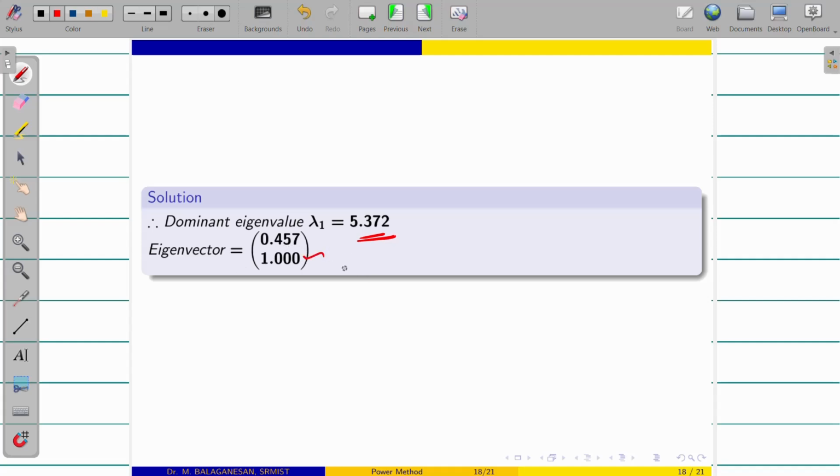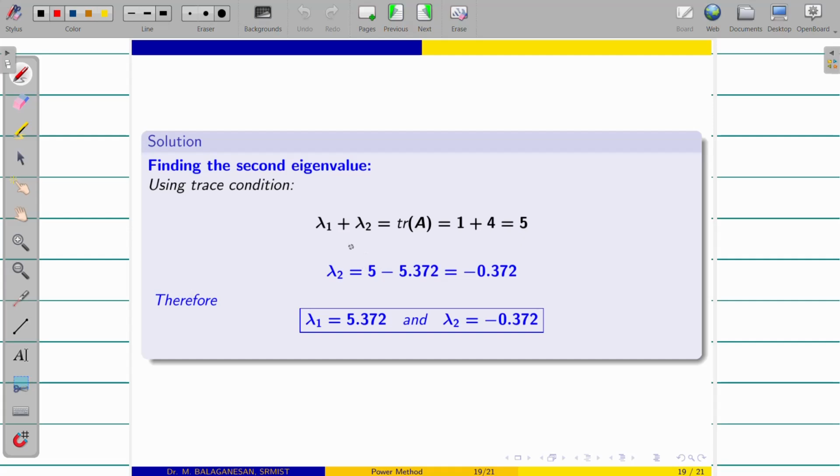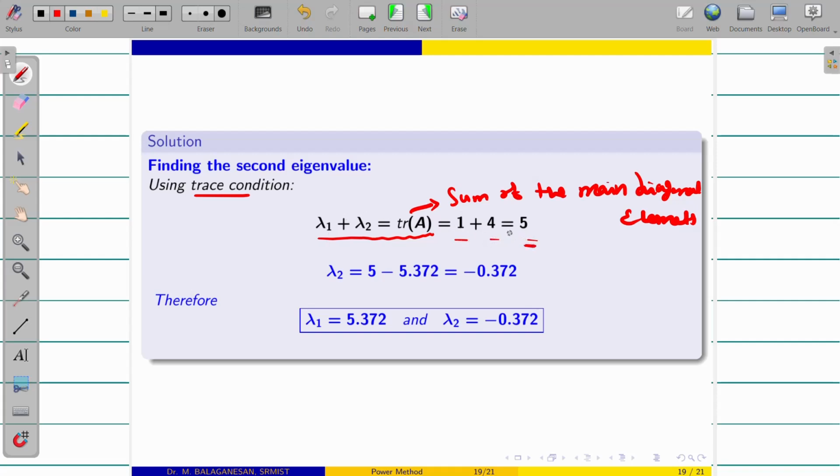Suppose they are asking to find the other eigenvalue, then you know the concept. Sum of the eigenvalues is equivalent to the trace of A. There is a property: sum of the eigenvalues is equivalent to the trace of A, or the sum of the main diagonal elements. We can say it like that also. So what are the main diagonal elements? 1 and 4. 1 plus 4 is equivalent to 5.